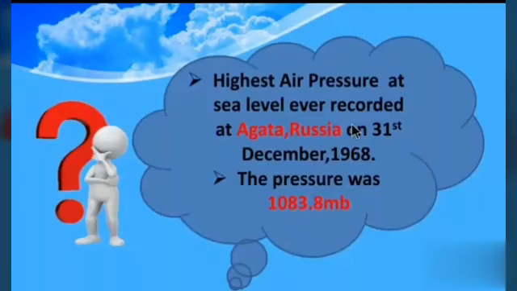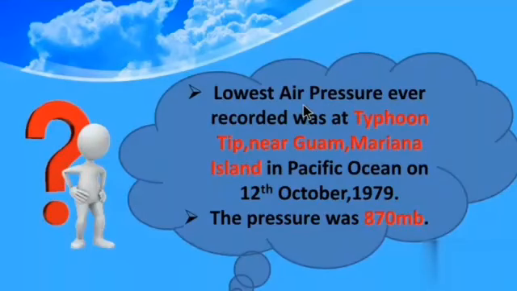The highest air pressure at sea level ever recorded was in Agata on 31st December 1968. The pressure was 1083.8 millibar. Okay. The highest air pressure. The lowest air pressure ever recorded was in Typhoon Tip, in the Pacific Ocean on 12th October 1979. Okay. Right. The lowest air pressure and the highest air pressure recorded.